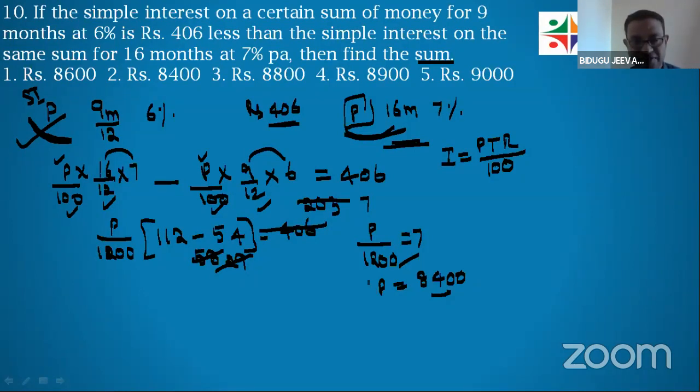So what we have done here is calculate the simple interest, but the style is given. The simple interest I got from here is 406 less than what I got here. What is the simple interest?